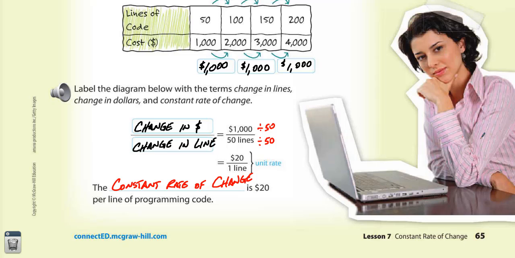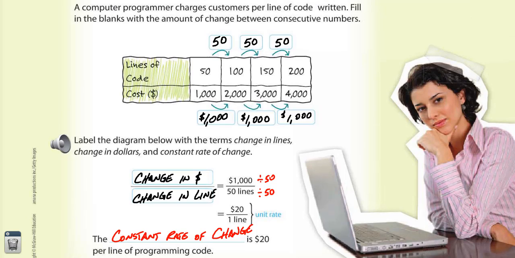So a customer, the great thing for a customer is they know if the programmer comes back and says, hey, I'm going to have to write another 5,000 lines of code, okay, I know what it's going to cost me. Or if they say I'm going to write another 20 lines of code, they know what it's going to cost because there's a consistent rate of $20 per line. Okay, pause the video if you need to finish those notes and then turn to the next.